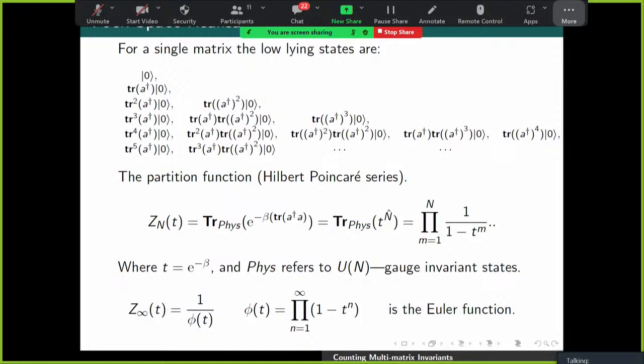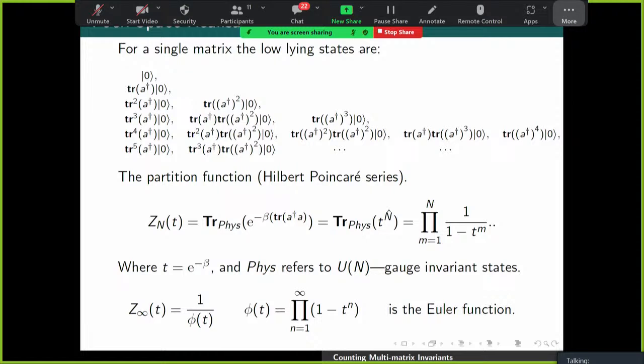So we can form that Zn of t as being the trace of e to the minus beta times this number operator. And again, you can write down that for a matrix, the product from 1 to n of 1 over 1 minus t to the m is this expression. One can derive that in a rather elementary fashion a little bit later.